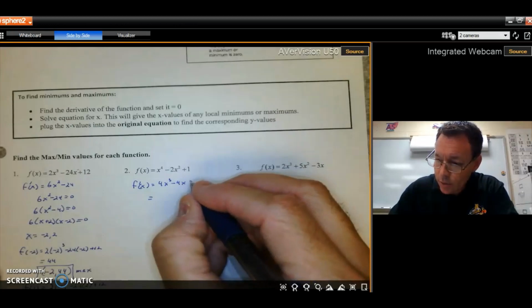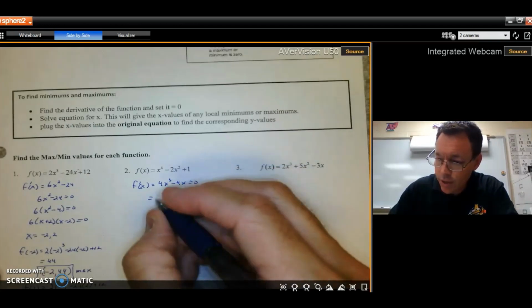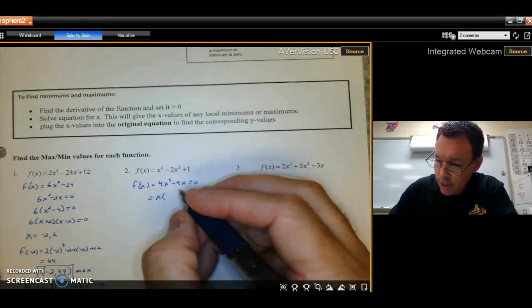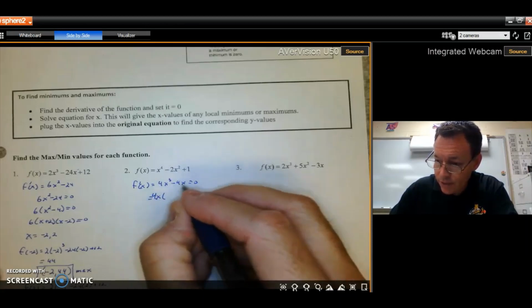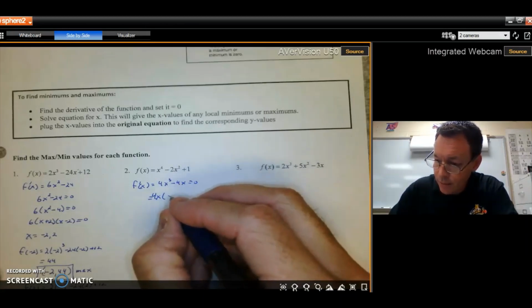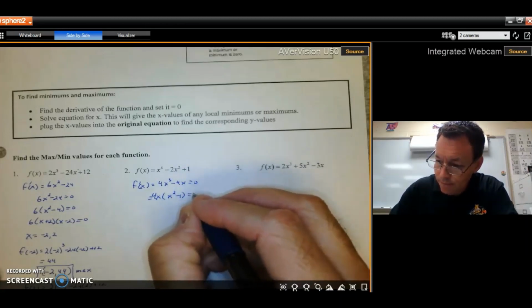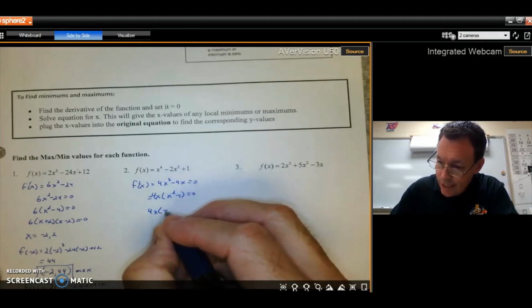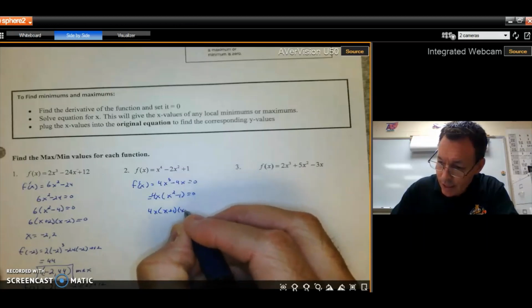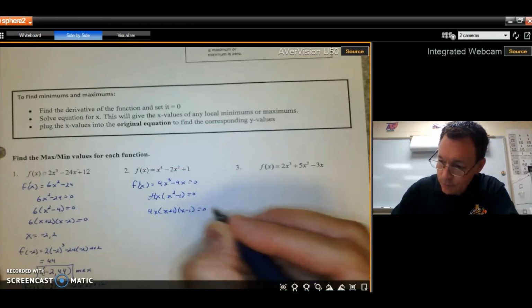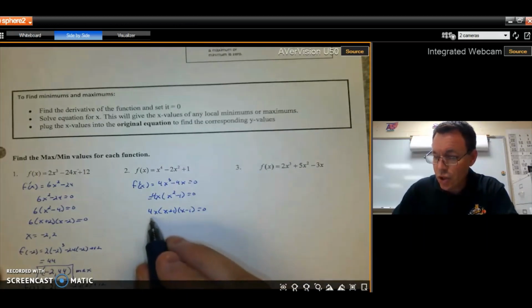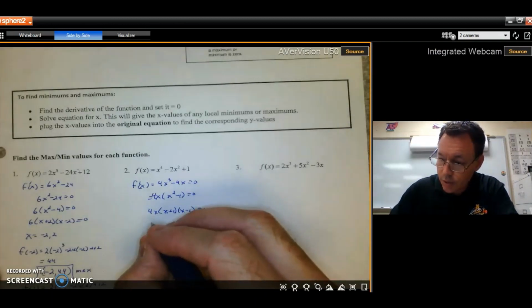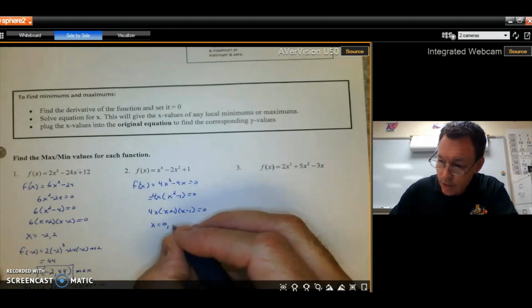If you're setting this equal to 0 and solving, the first thing you'd want to do is factor out an x. Actually, factor out a 4x. Factor out that 4 as well. And that'll leave me with x squared minus 1. This is the difference of squares again. So this is 4x, x plus 1, x minus 1. And so this actually has 3 places where the slope is 0. X equals 0, negative 1, and positive 1.